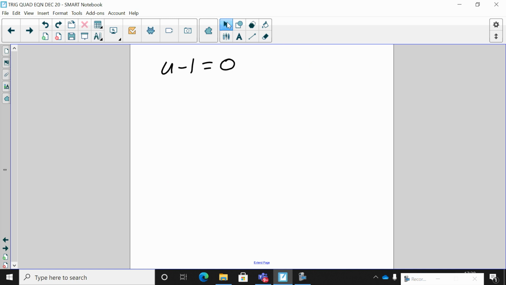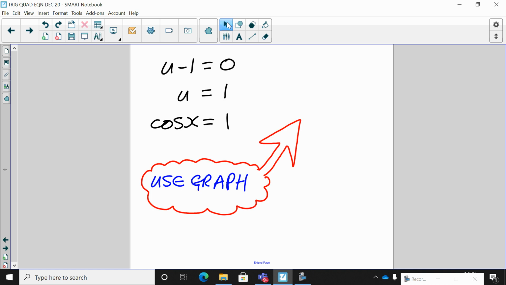The right hand side, once we'd factorised it, u take out 1 equals 0. That means u equals 1. But remember, u is cos x. Okay, u equals cos x equals 1. See, when you get sine or cosine equals 1, -1 or 0, always use the graph. So that's what we're doing here.